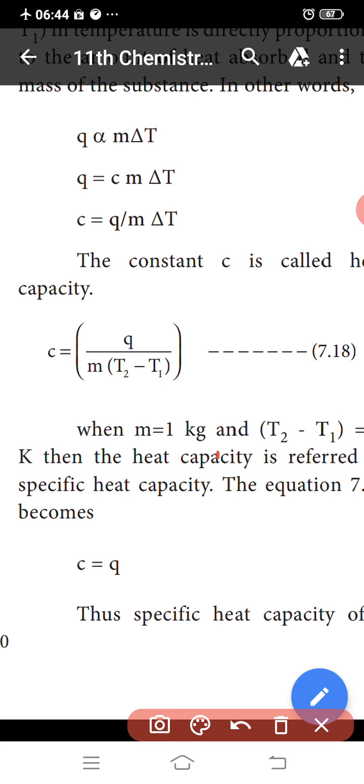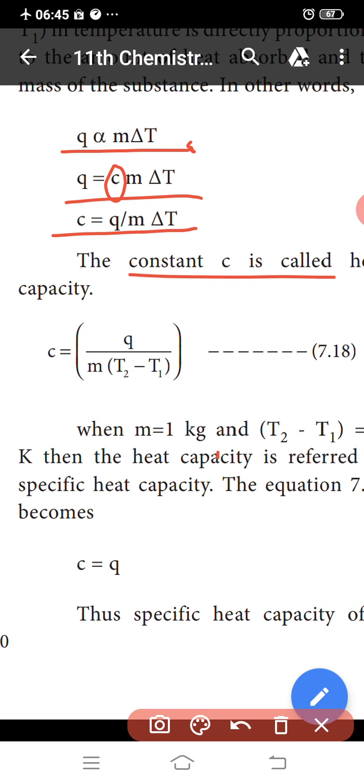Okay, so Q is directly proportional to M del T. So Q is equal to a constant C times M del T. This constant C is called the heat capacity. So C is equal to Q by M del T, that is, C is equal to Q by M into (T2 minus T1).